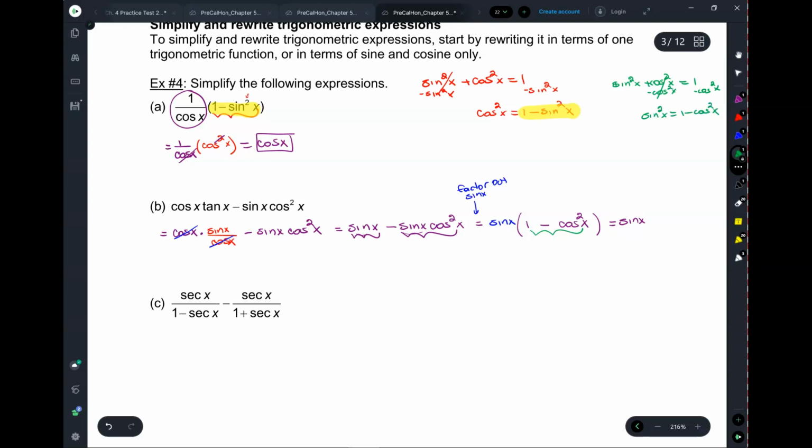So basically this is like a puzzle. I'm looking for something to substitute for the 1 minus cosine squared x, right? And that happens to be the sine squared x. So altogether, this is sine cubed x.